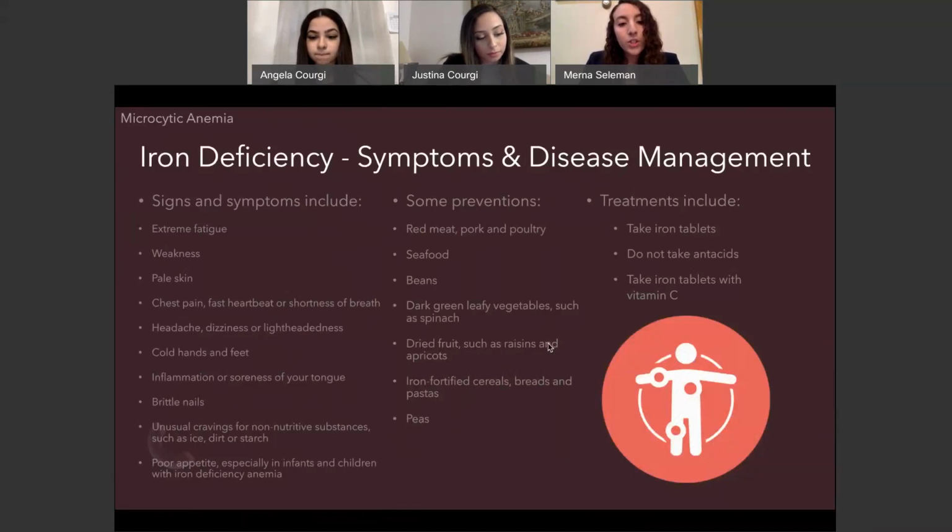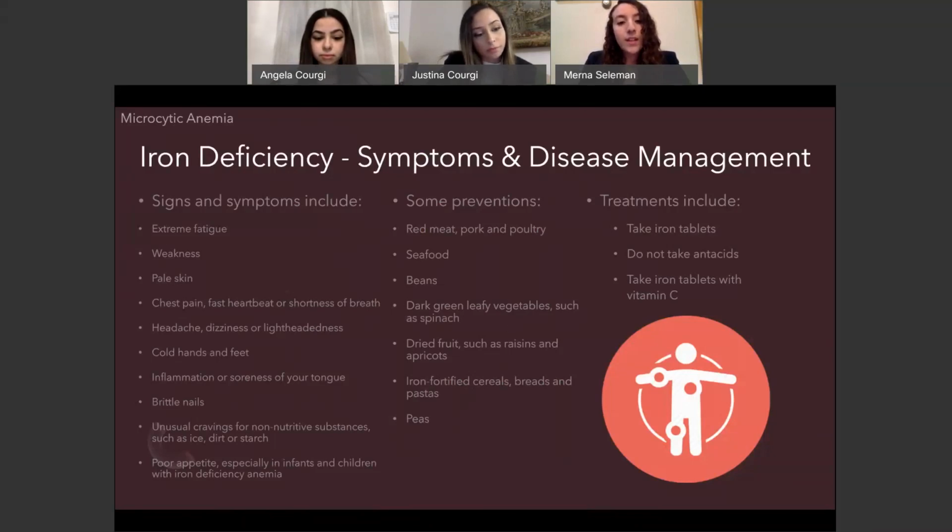Foods rich in iron include red meat, beans, dried fruit, etc. Other foods containing vitamin C to enhance iron absorption are also good food choices. And for treatments, take iron tablets on an empty stomach. If this causes an upset stomach, take them with meals.